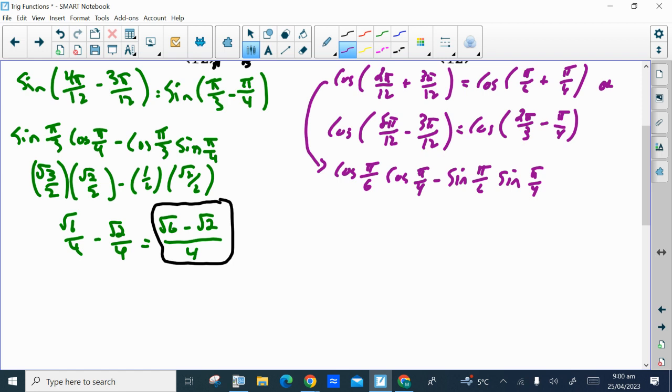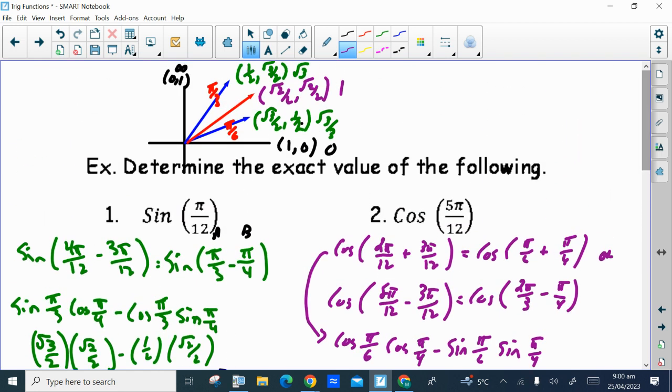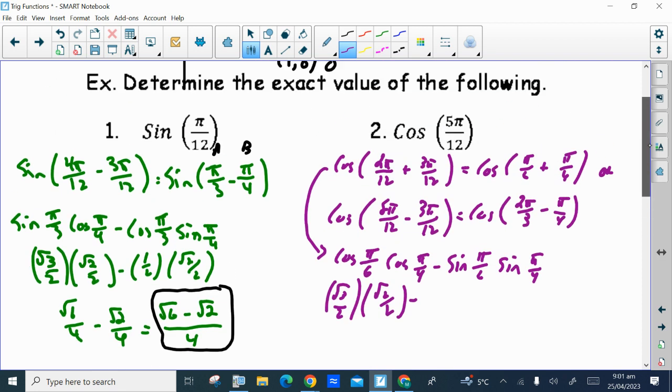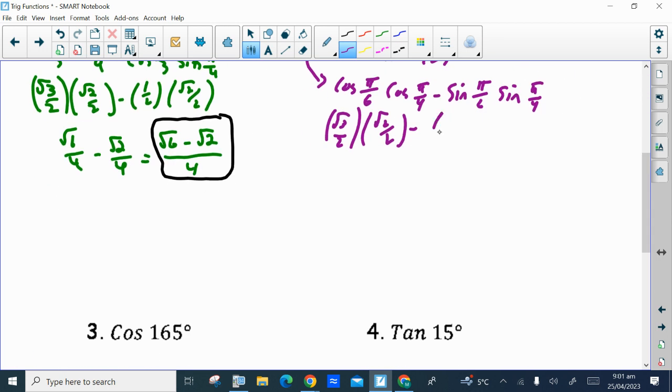So that is the sum identity for cosine. So the cosine of pi on 6, cosine is the x value, it's root 3 over 2, times the cosine of pi on 4, which again is root 2 over 2, minus the sine of pi on 6, which is the y value at pi on 6, that's a half, times the sine of pi on 4, which again is root 2 over 2.